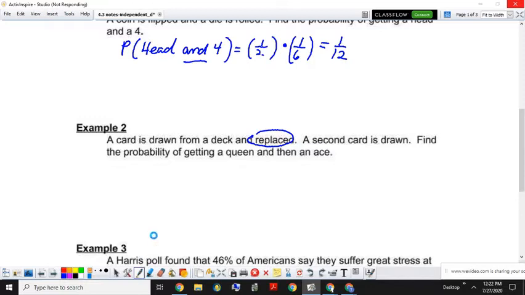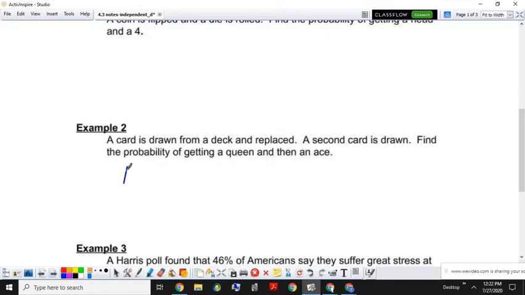Not sure why that's acting up. There we go. I'm not sure what was happening.